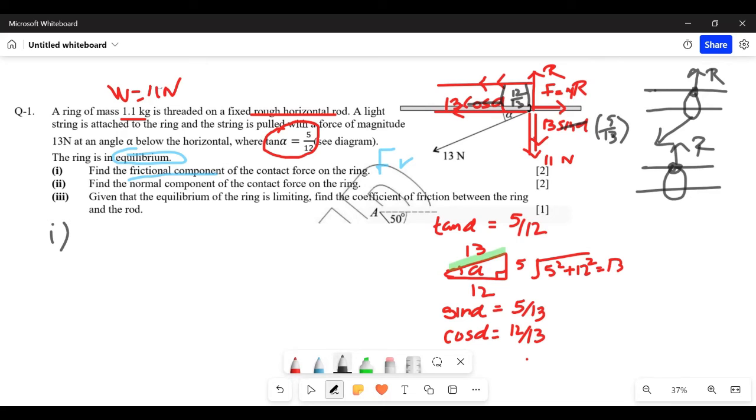Okay, so part 1 says find the frictional component of the contact force on the ring. This just means find friction. Friction is acting in this direction, right? And the left force balancing is just 13 cos alpha. So friction equals 13 cos alpha, and we already know what cos alpha is. It's 12 over 13. So friction is just 12 newtons.